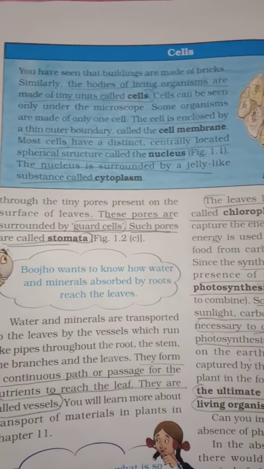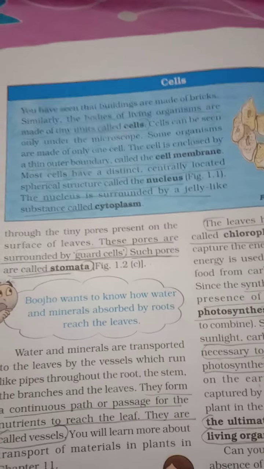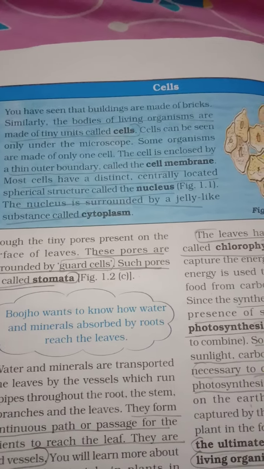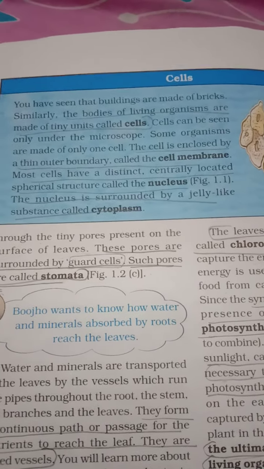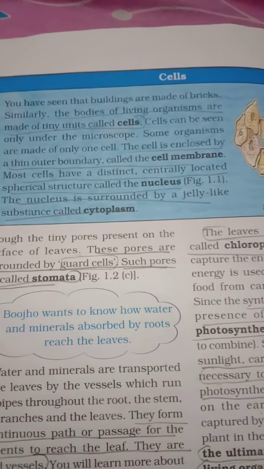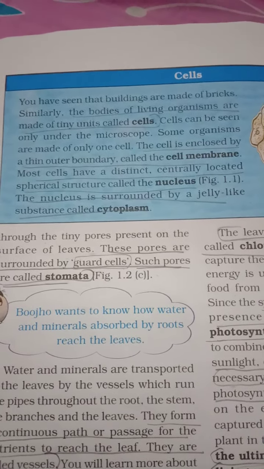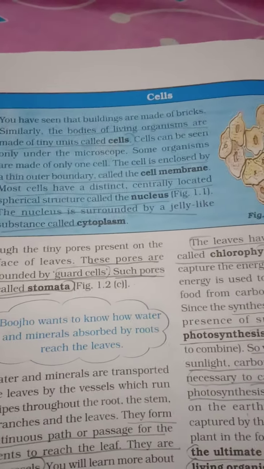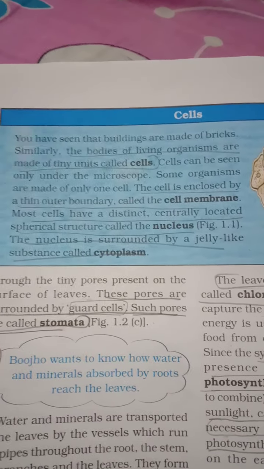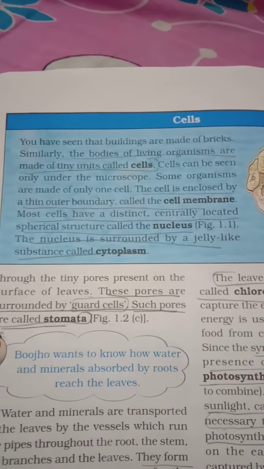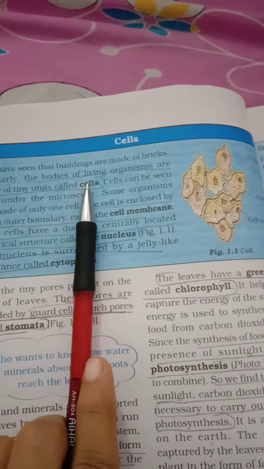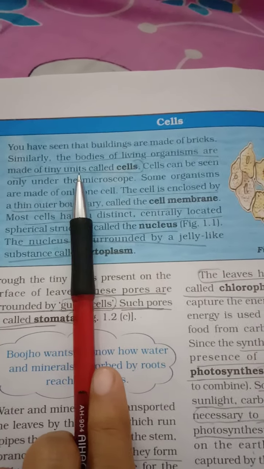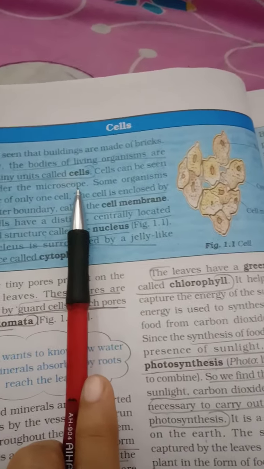Now we come to a term called cell. So we need to understand what a cell is. You have seen that buildings are made up of bricks. We all know that when we want to make our home or our house, we need bricks to build. In the same way, our living organism or our body is made up of cells. So we need to understand what a cell is. The bodies of living organisms are made up of tiny units called cells. All living organisms are made up of tiny units, and these tiny units are called cells.